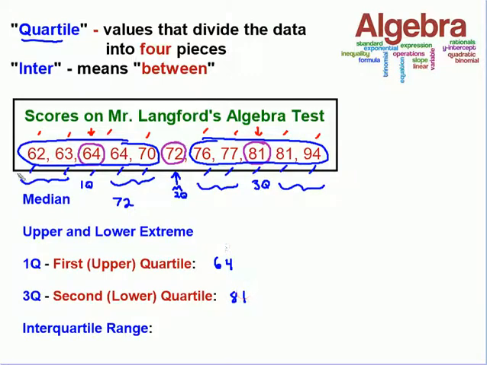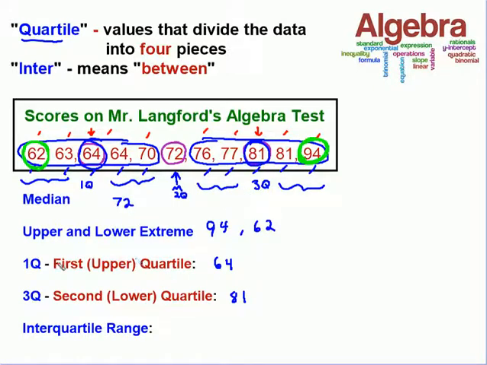We also have to think about what we might call our upper and lower extremes, or our upper and lower limits. 62 is the lowest score that we have here. That is our lower extreme. And 94 is the highest score that we have here. So that's our highest extreme, or our upper extreme. So our upper extreme is 94, and our lower extreme is 62. Once we found all of these, mainly we're concerned about the first quartile and the third quartile.